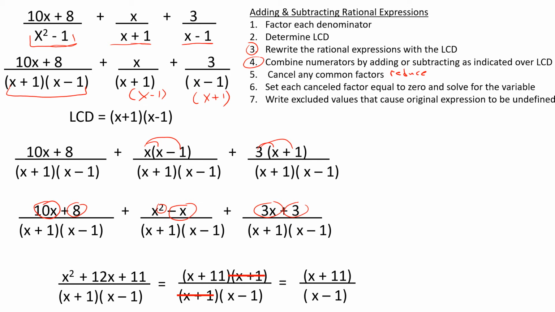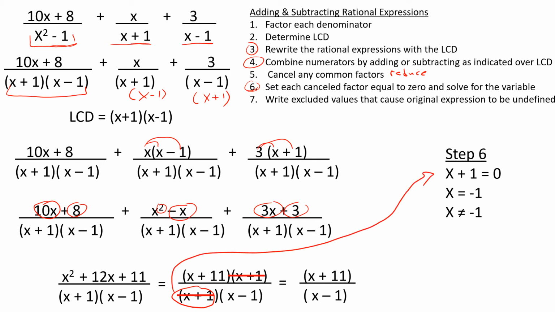But remember, we've got to do this step 6. All right, step 6 is where you take whatever you factored out, or canceled out, excuse me, in the denominator, and you're going to set it equal to 0 and solve. And in this case, we find out that x, therefore, cannot be a negative 1. And so you have to write that as an excluded value. So this now here is your final answer.